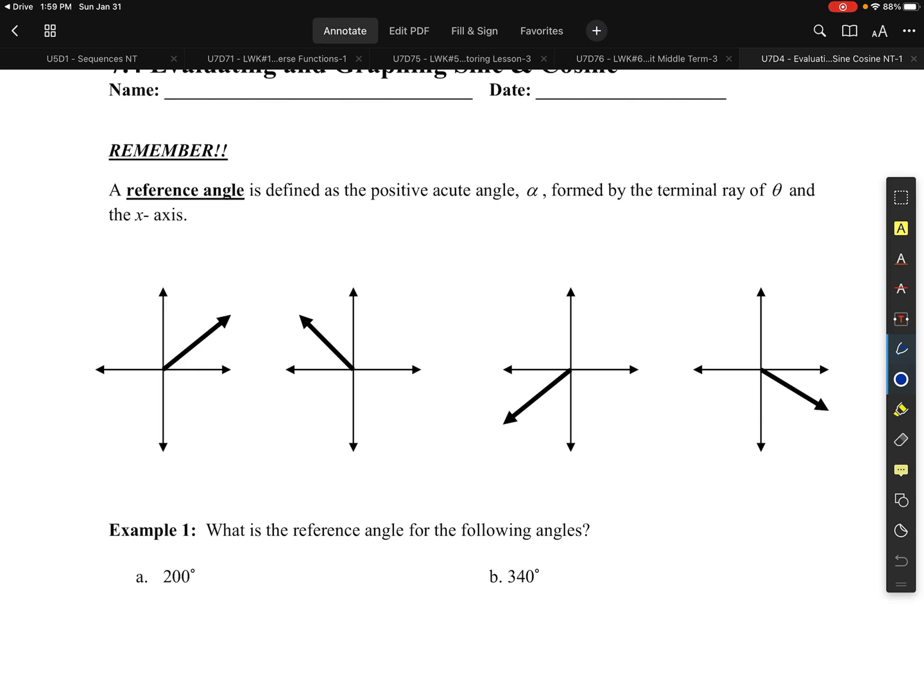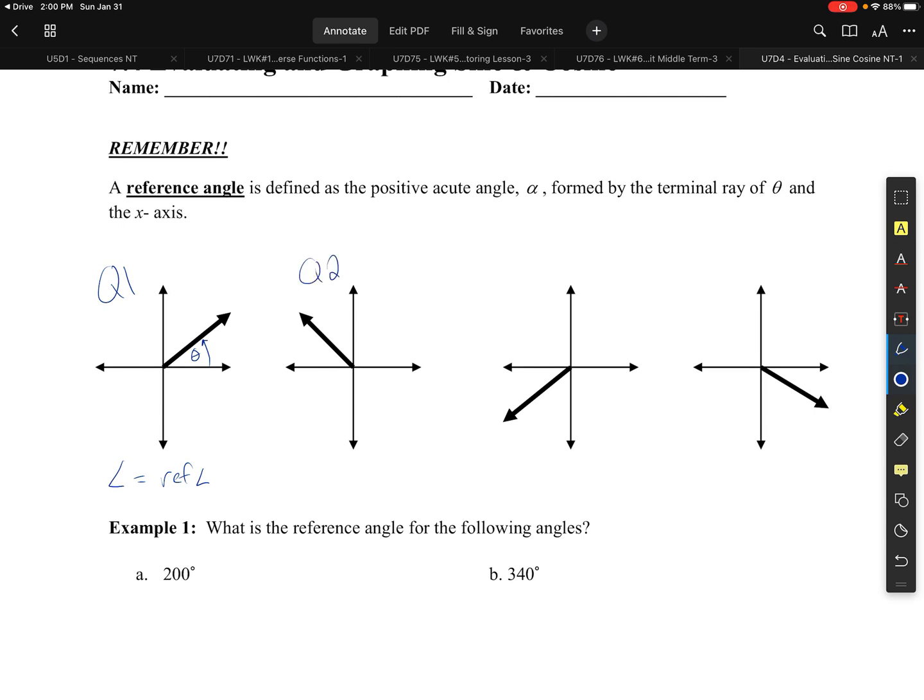So refreshing on the idea of reference angle. The reference angle is the positive acute angle formed between the terminal ray and the closest x-axis. So if we're in quadrant 1, there's my reference angle, there's my angle. Angle equals reference angle. Quadrant 2 goes up there. There's my reference angle. 180 minus angle equals reference angle.